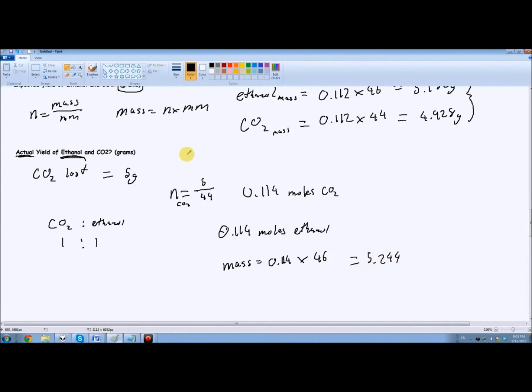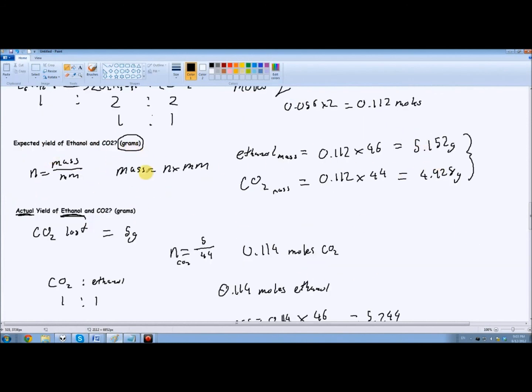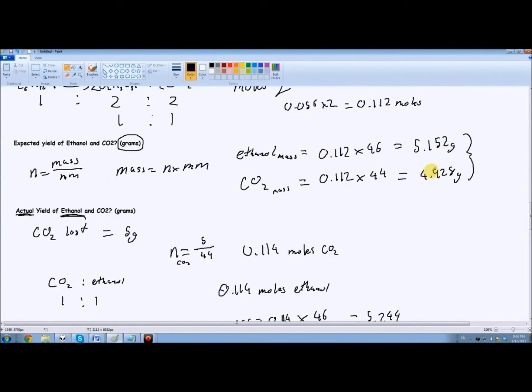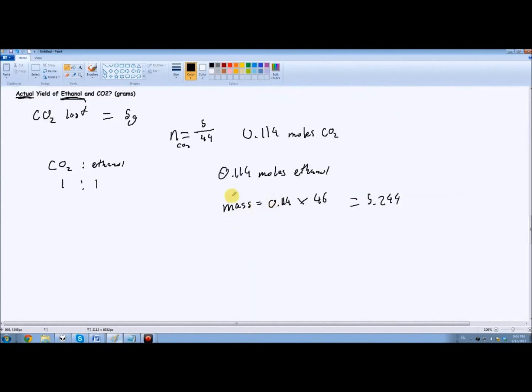Now you might be thinking, how can we actually produce more carbon dioxide and more ethanol than mathematically possible? Because we used mathematics and found out the max we could produce was 5.152 grams of ethanol and 4.928 grams of CO2. This is basically just because of experimental error. Some of the ethanol will evaporate out, even despite the cotton wool. It could be down to human error and error of the machine, of the electronic balance, not measuring correctly maybe. It could be down to a lot of things, but basically, if these are relatively close, like within 0.1, then you're in the clear. You're doing good.